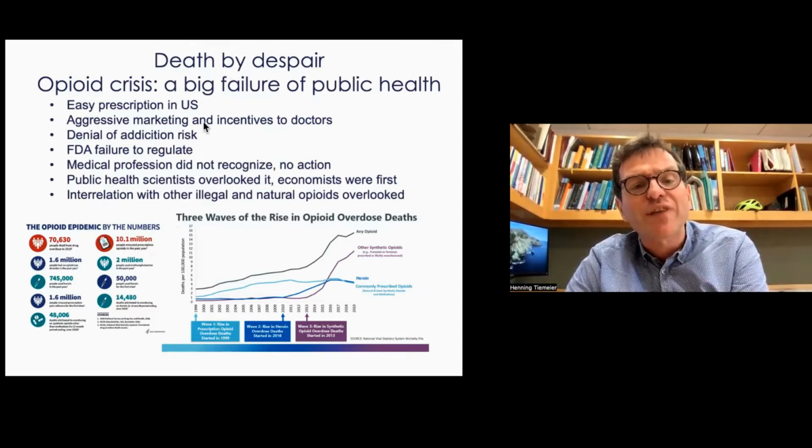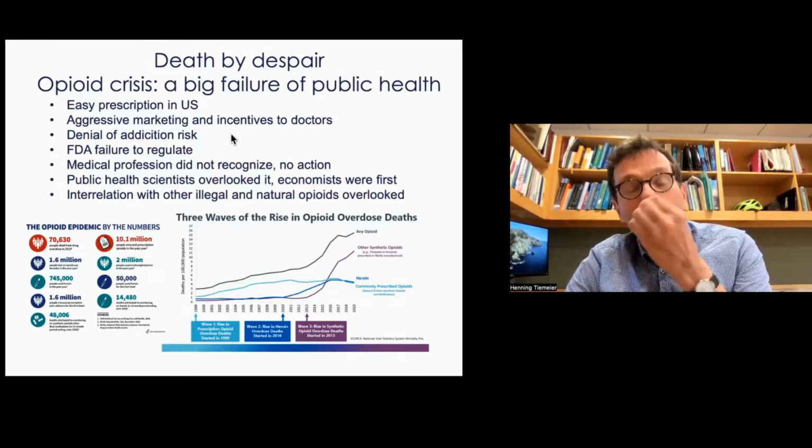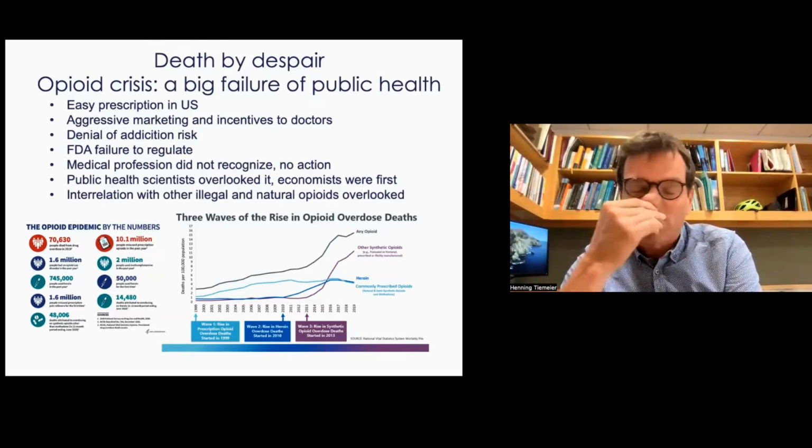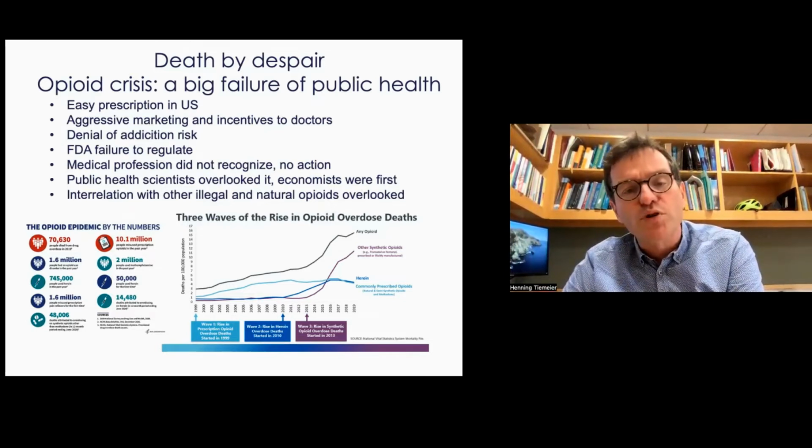And why do I think it's a failure? Because the FDA, the drug authority of the US, failed to regulate it and didn't really intervene. The companies denied the addiction risk, sorry for the typo here. And there was aggressive marketing and incentives to doctors. Essentially, you could say the companies were, I would call it, criminal. You can also say that the medical profession didn't react, they didn't organize, they took no action. Public health scientists largely overlooked this. If anything, this whole death by despair was raised by economists who looked at the simple mortality data. And we never saw this interrelation of illegal and natural opioids; that was overlooked completely. So you see that, with all the money in public health and all the schools of public health, some topics got largely overlooked. There were no programs, nothing much.